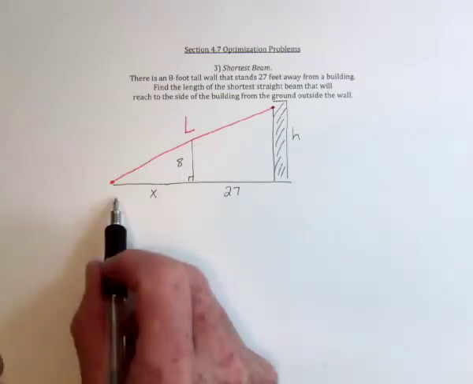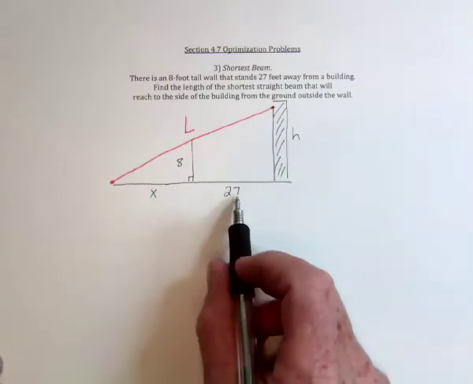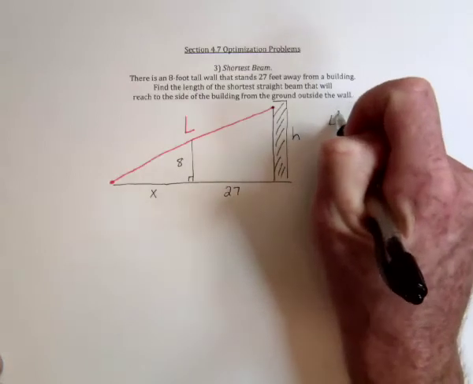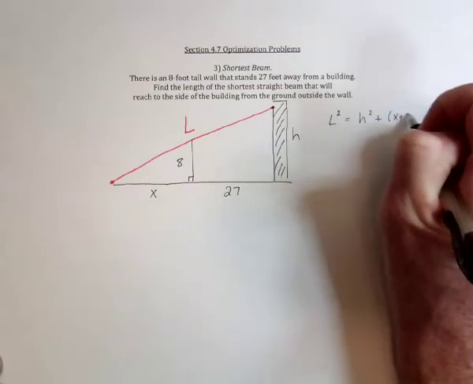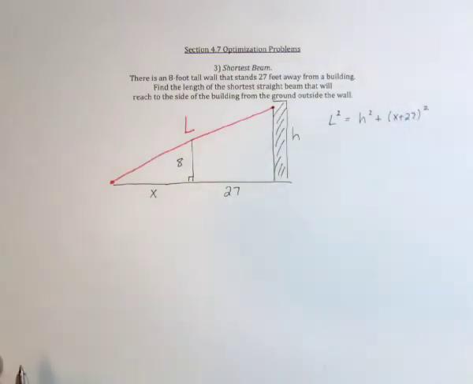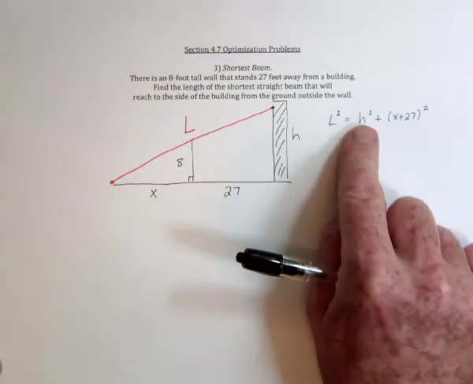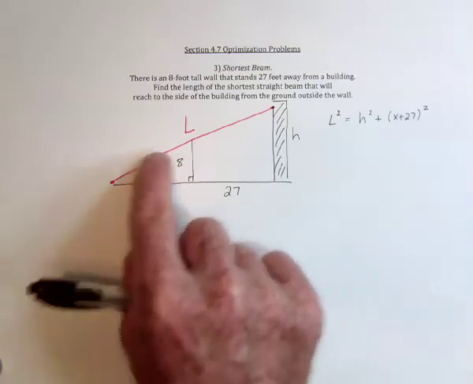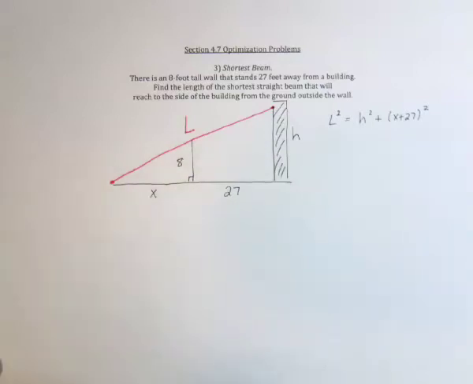Okay, so we could use the Pythagorean theorem. This whole big outside triangle has x plus 27 as one leg and h, and then there's the hypotenuse. So we'd have L squared equals h squared plus (x plus 27) squared. And then we really need to get L to be a function of x only, so we need some other information about h. And I can't really use the Pythagorean theorem again because this is my only other right triangle, and that doesn't involve h. I need something that has h in it.